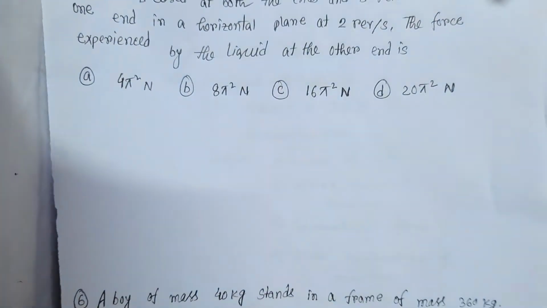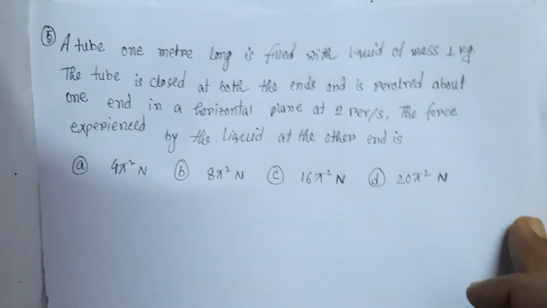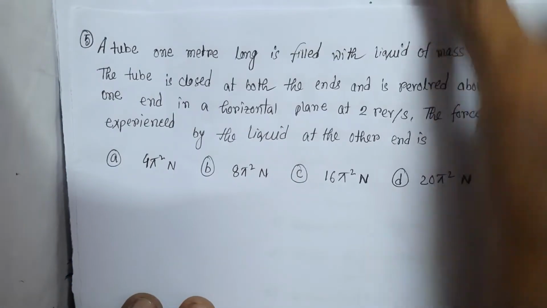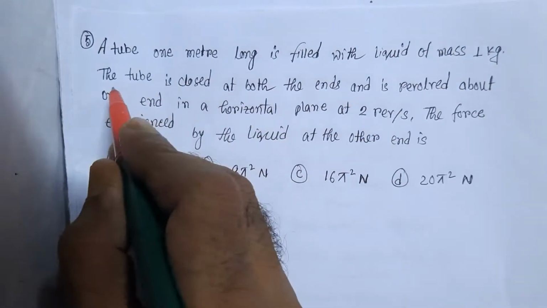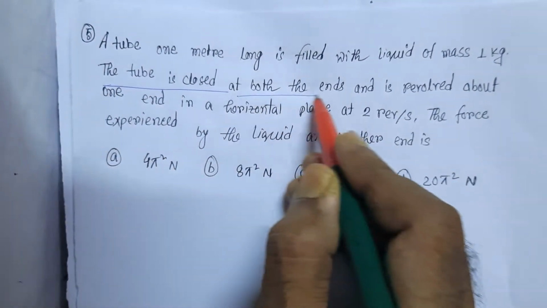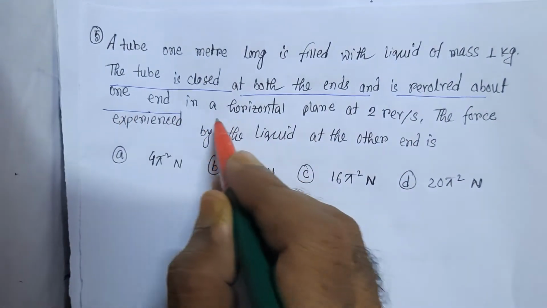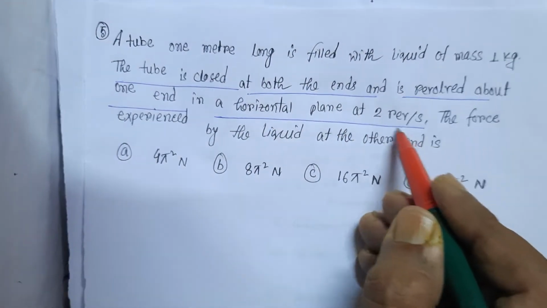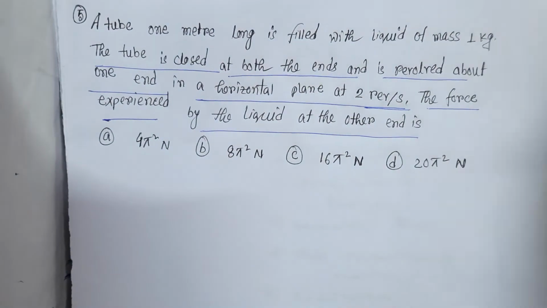In question number 5, we see that a tube 1 meter long is filled with liquid of mass 1 kg. The tube is closed at both the ends and is revolved about one end in a horizontal plane at 2 revolutions per second. The force experienced by the liquid at the other end is.